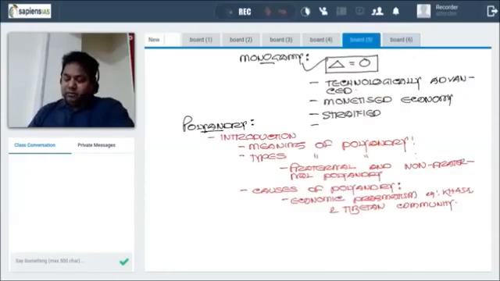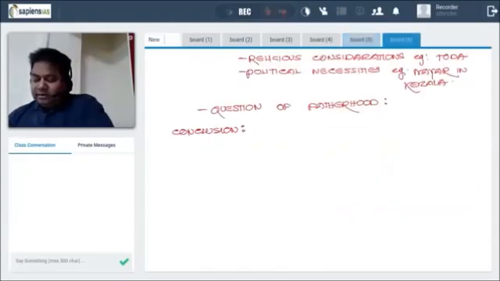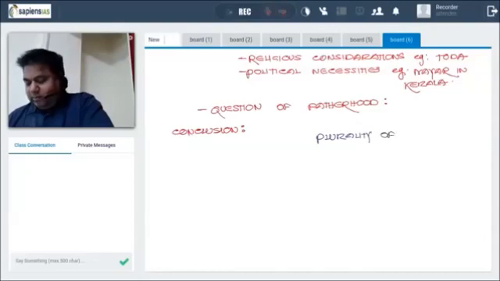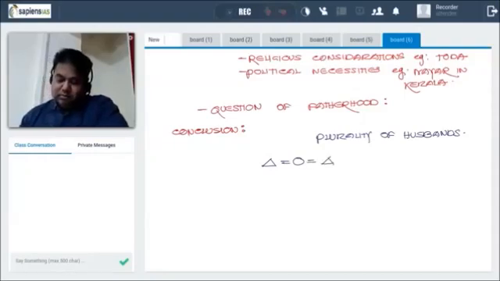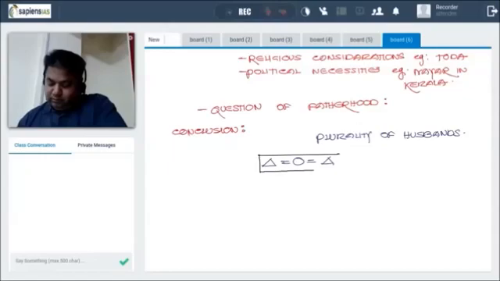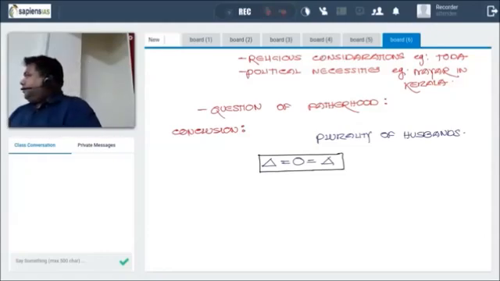Okay, so this is the frame for polyandry. Polyandry means plurality of husbands. This is the diagram. There can be more than one husband. That marriage is called polyandry.